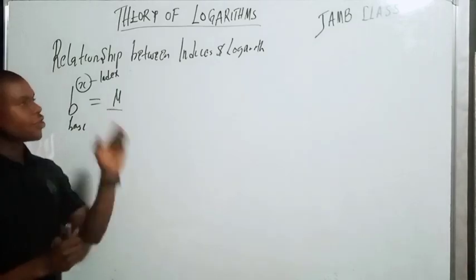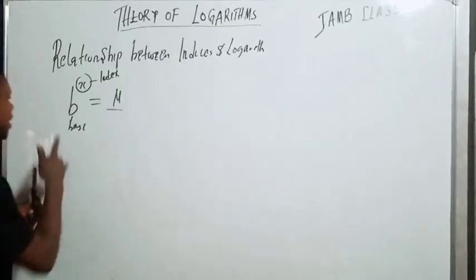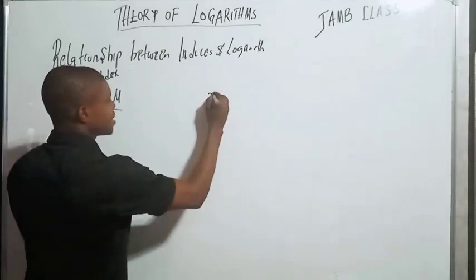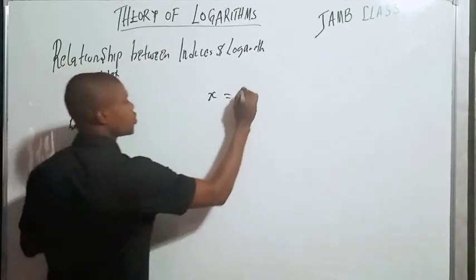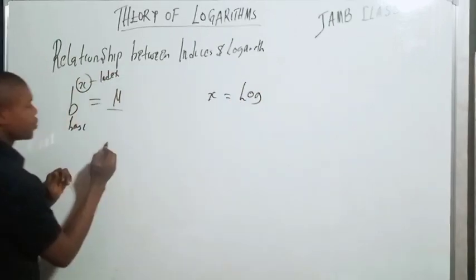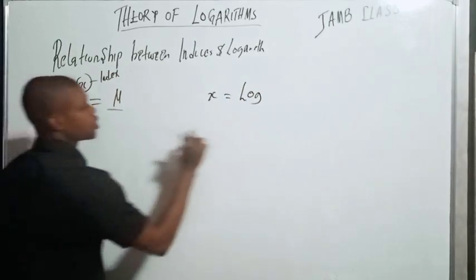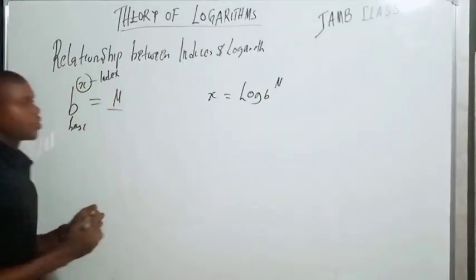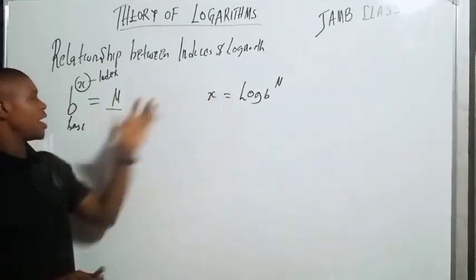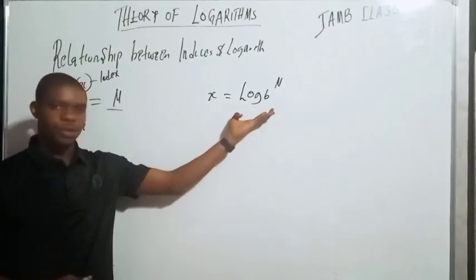Now, if you want to write this one in logarithm form, it's very easy. It's going to be x equals log, with the base b, raised to n. So this is the indices format, and this is the logarithm format.